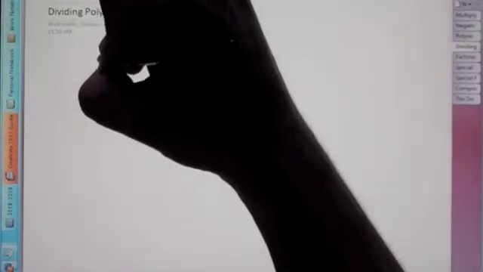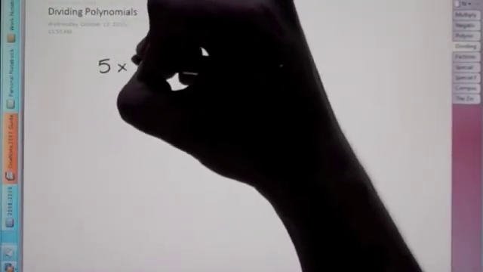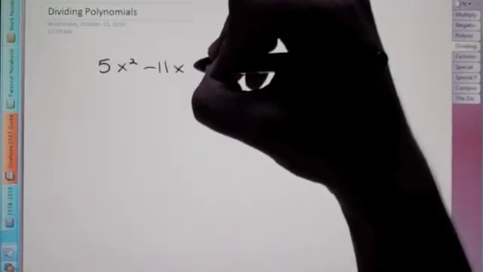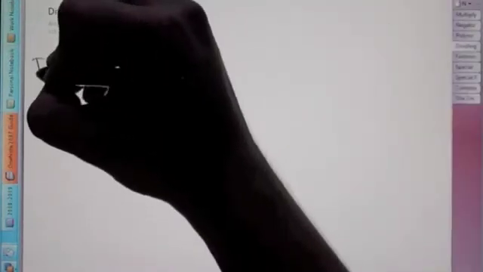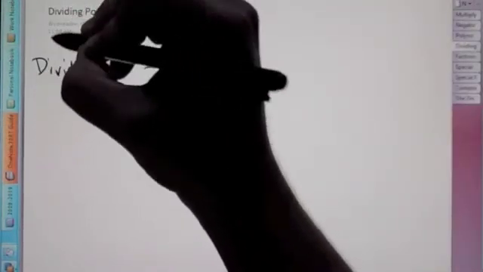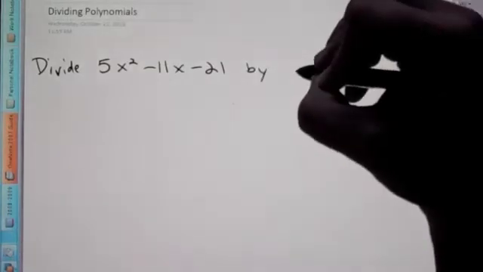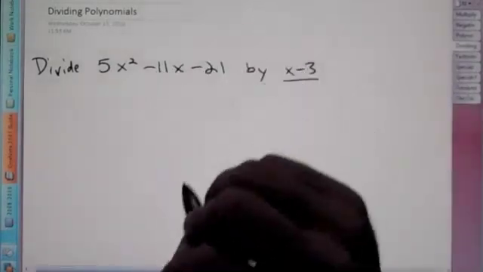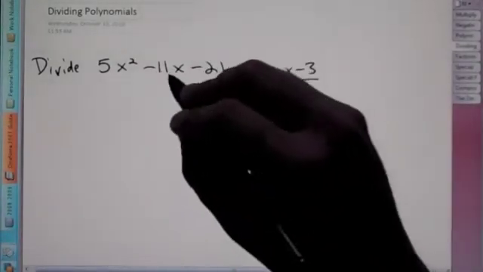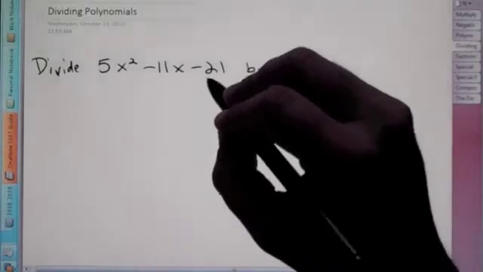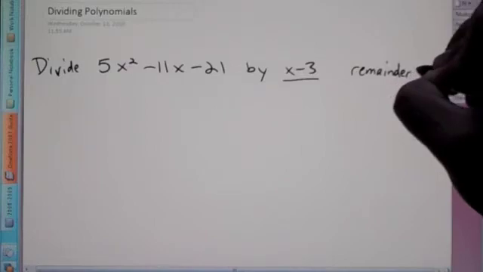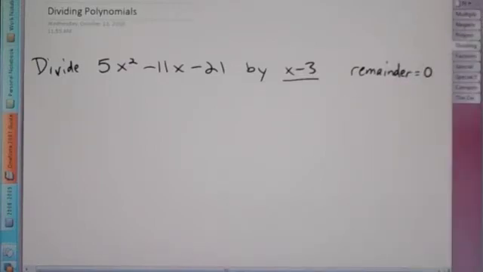So if I give you a problem and I say divide 5x squared minus 11x minus 21 by x minus 3, we're going to find out if x minus 3 is a factor. In order for this to be a factor of 5x squared minus 11x minus 21, the remainder has to equal 0. If it does equal 0, then it's a factor. If it does not equal 0, then it's not a factor.